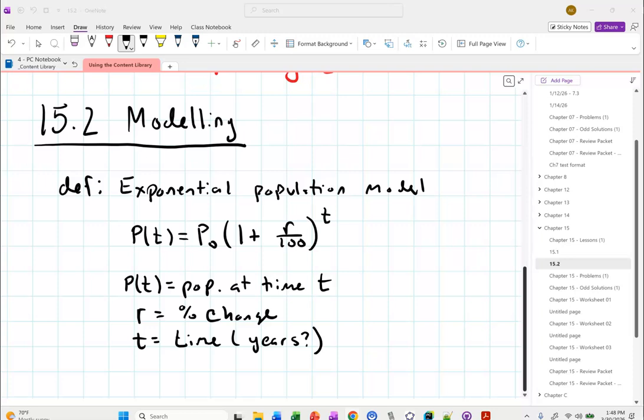So the P of t represents the population at some time t. The R is the percent change. T is time, typically measured in years. And P naught, that P with the subscript 0, is the initial population. I spelled that wrong. Initial. That's the population at time 0.